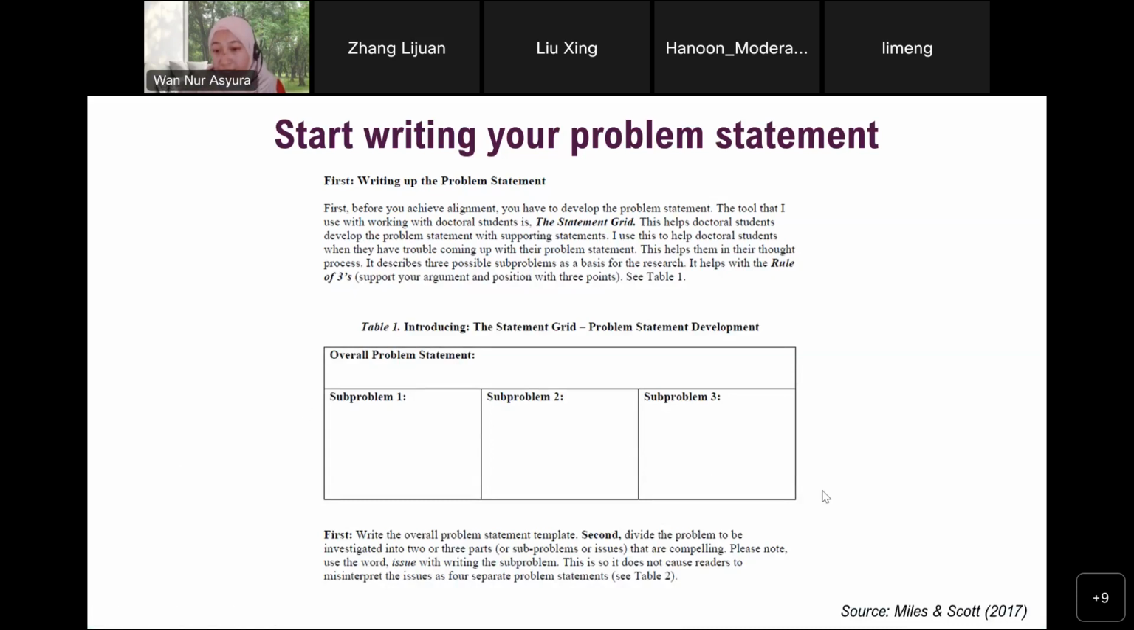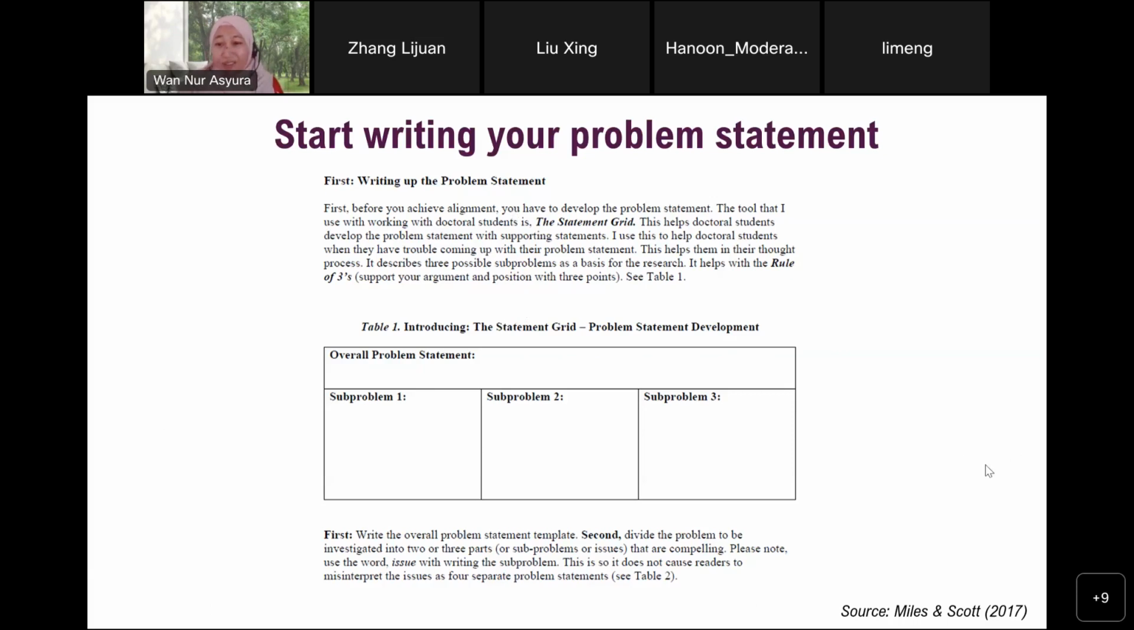This is not from me. This is taken from a very good source for organizing your thoughts, especially for writing out a research problem, from Miles and Scott. I will provide you the link to the article after this, but you can start thinking about reorganizing your thoughts, especially when you write the statement of the problem, by beginning your write-up with the overall problem statement, and then you have sub-problem 1, sub-problem 2, and sub-problem 3.